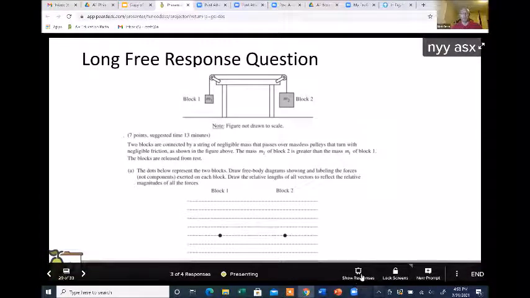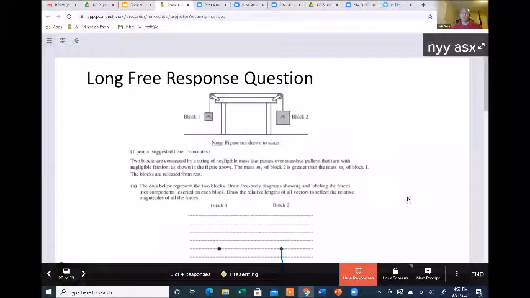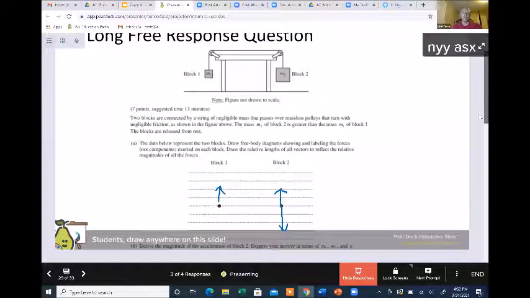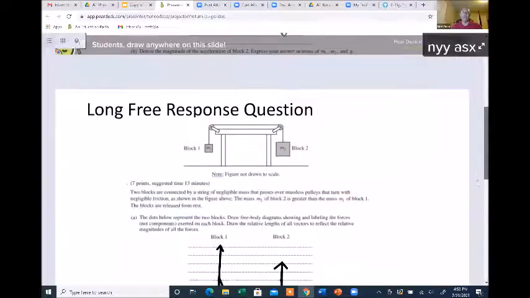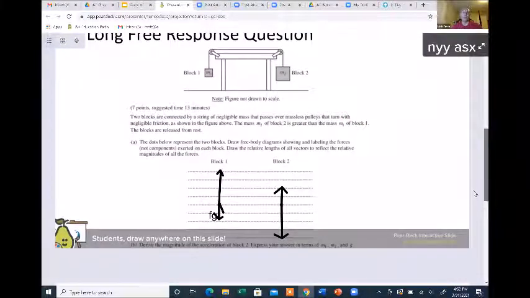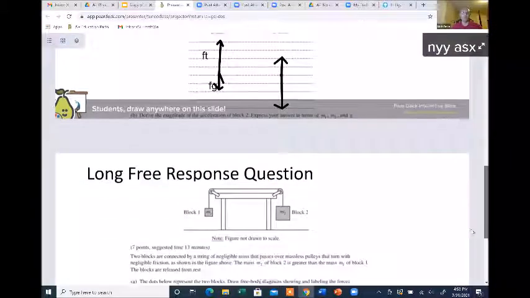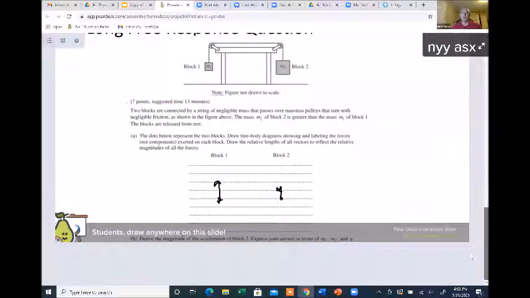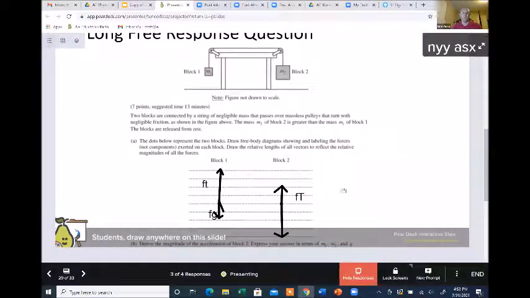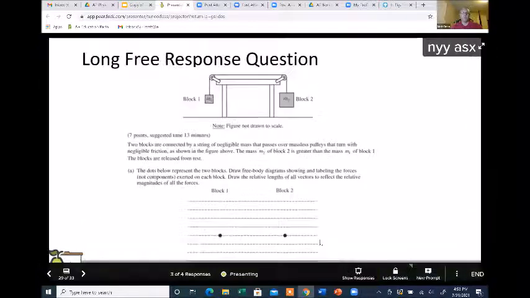Let's see what you guys are thinking. Remember, when you're doing these free body diagrams, you need to label the forces. So don't just draw the arrows. Make sure that you label them. So here's, I'm going to go to the PowerPoint for a minute. Jump over to the PowerPoint with me for a second.